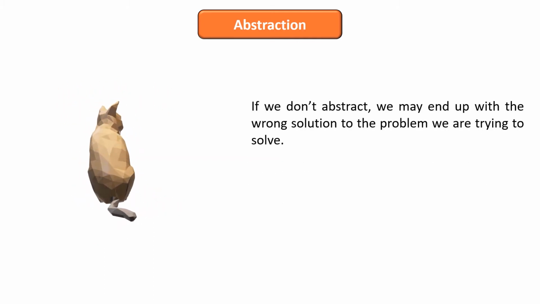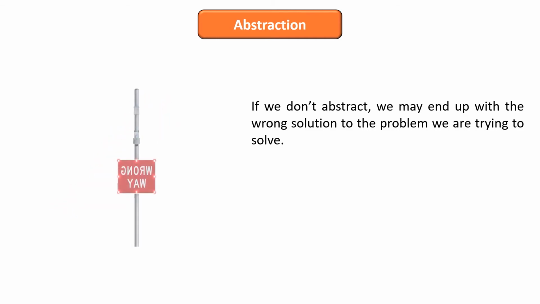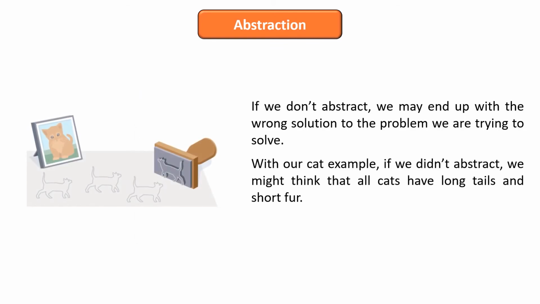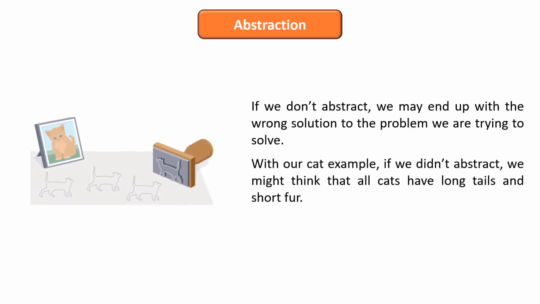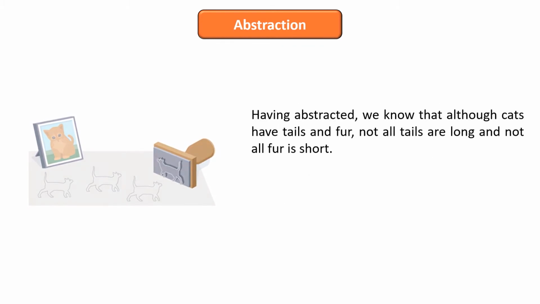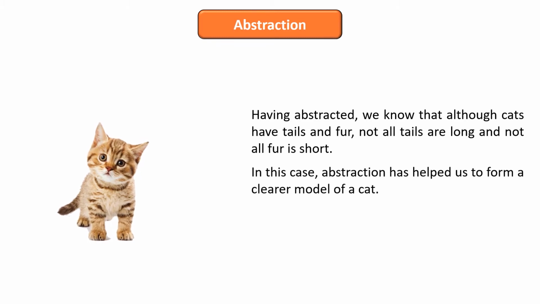If we do not abstract, we may end up with the wrong solutions to the problems we are trying to solve. With our cat example, if we didn't abstract, we might think that all cats have long tails and short fur. Having abstracted, we know that although cats have tails and fur, not all tails are long and not all fur is short. In this case, abstraction has helped us to form a clearer model of a cat.